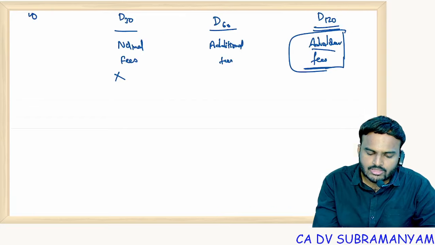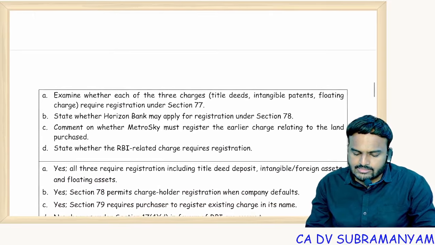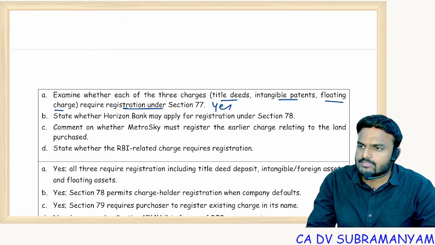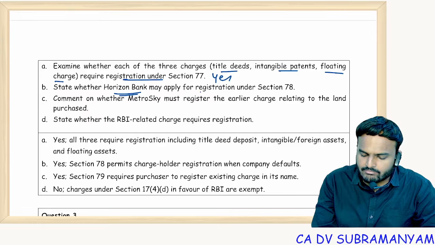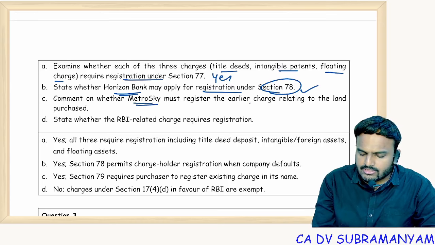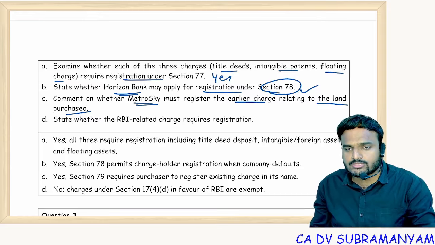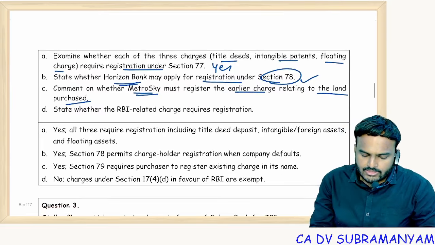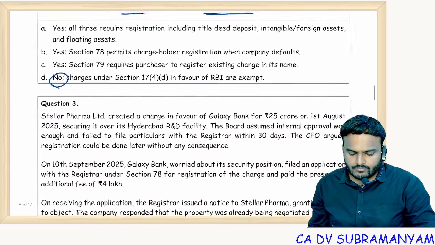So based on that, if you see our questions: examine whether each of the three charges, title deeds, intangible patents, floating charge, requires registration. Yes. Fixed charge requires registration. Floating charge also requires registration. State whether Horizon Bank may apply for registration under section 78. Yes. Comment whether Metro Sky must register the earlier charge relating to the land purchased. The purchaser company should register the charge details with the ROC if it is acquiring charged property. State whether RBI related charges require registration. Exempted, no. Next, question 3.